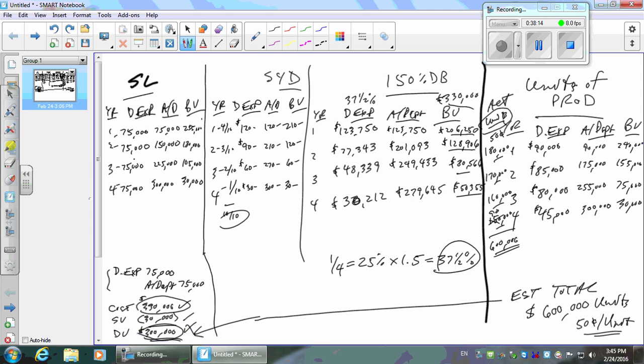Number one, straight line depreciation. 75,000 in all four spots. If you know what you're doing, this is a joke. Declining balance was 150. What are you going to do in those? That's for expense. 123,750, 77,343, 48,339, and 30,212. Am I right? Those are the answers. You just write them down. So the first part of this problem is easy. The second part, a pain.